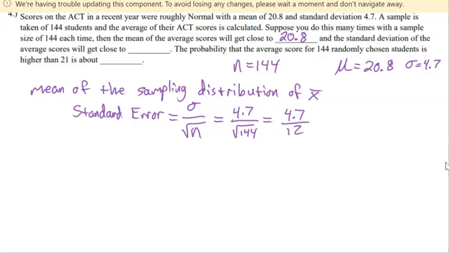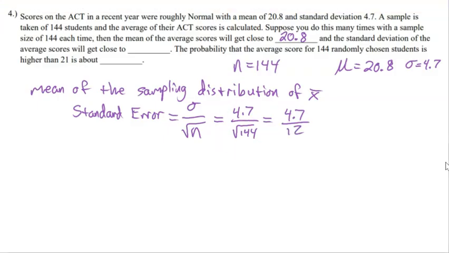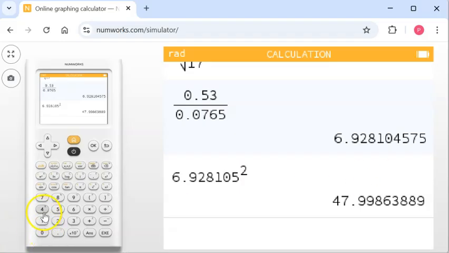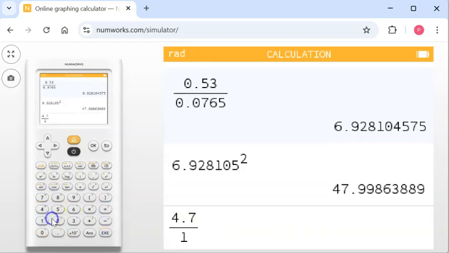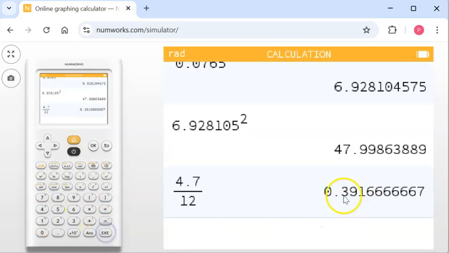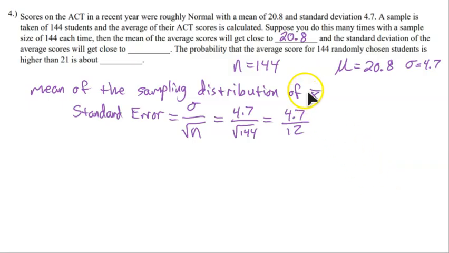Now, if you want to do 4.7 divided by the square root of 144, that's fine. It'll still give you the right answer. But I know that the square root of 144 is 12, so I'm going to do 4.7 divided by 12. That's going to be 0.391666.